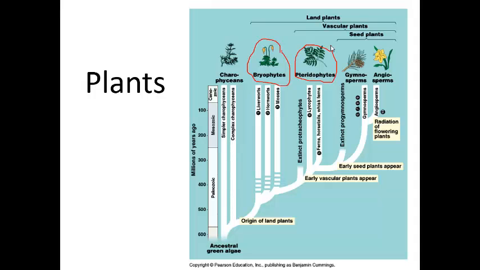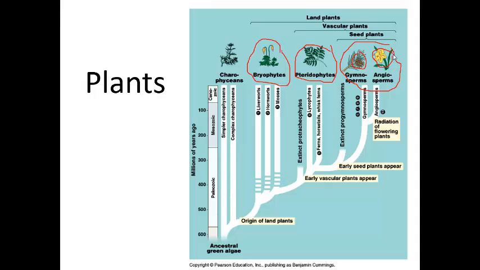The first plants to be completely non-reliant on water are the seed plants. Here you see the two major groups of seed plants, Gymnosperms and Angiosperms. They differ in their reproductive structure. Gymnosperms reproduce using cones, and angiosperms have the flower as their reproductive structure.